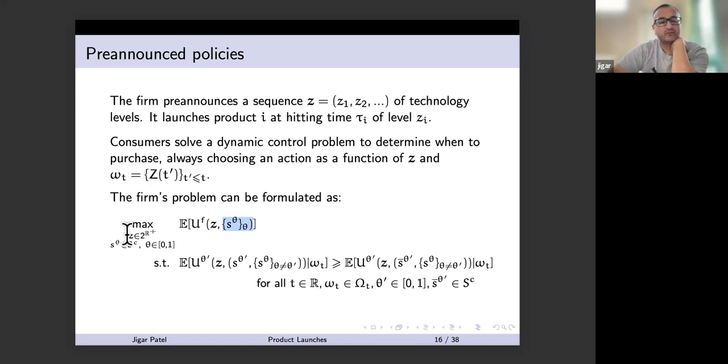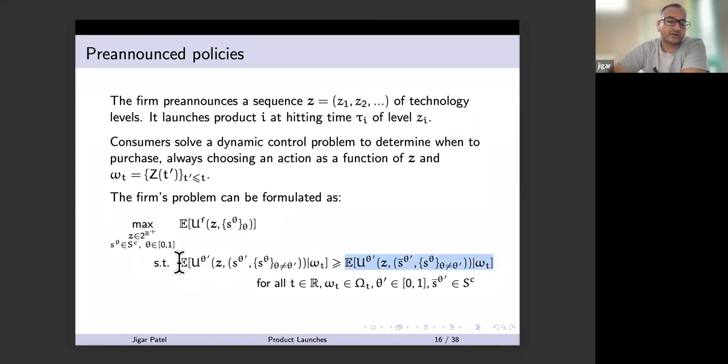So the firm wants to find out at what technology levels they should launch the products. The firm's decision is to find this infinite sequence of real numbers, which represent the technology level of each product, so that it maximizes their expected utility. Subject to what? Subject to consumers acting optimally, subject to consumers' utility being greater than under any other strategy.